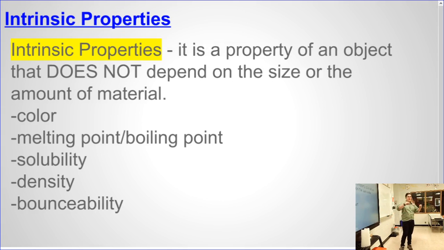Okay, intrinsic. These are more important of what we're looking at because this happens inside of a material. Does not depend on the size or the amount. So if a hunk of iron versus a small hunk of iron, their intrinsic properties are the same. Could be the color, the melting or the boiling points. Those are all the same.